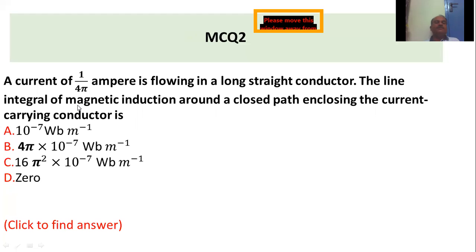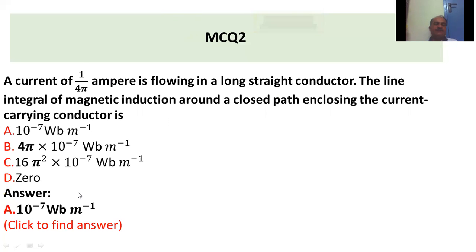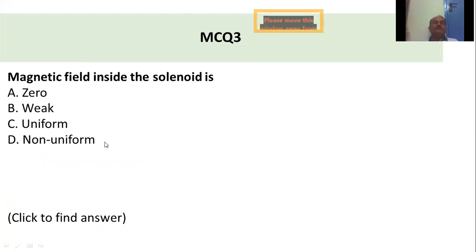Next, MCQ 2. A current of 1 by 4 pi ampere is flowing in a long straight conductor. The line integral of the magnetic induction around the closed path enclosing the current carrying conductor is given by, so these are the options. The answer is 10 to the power minus 7 Weber per meter. Magnetic field inside the solenoid is, options are 0, weak, uniform, non-uniform. It is uniform. So the magnetic field in the solenoid, except at the ends, is uniform. Only at the ends it changes slightly.